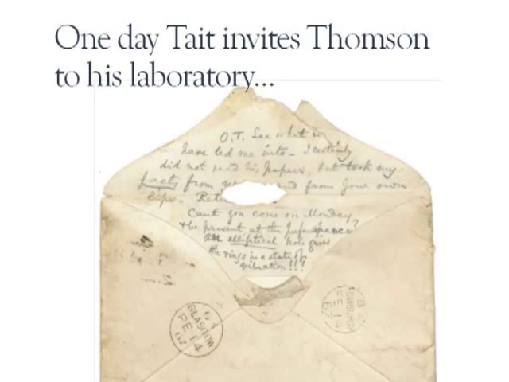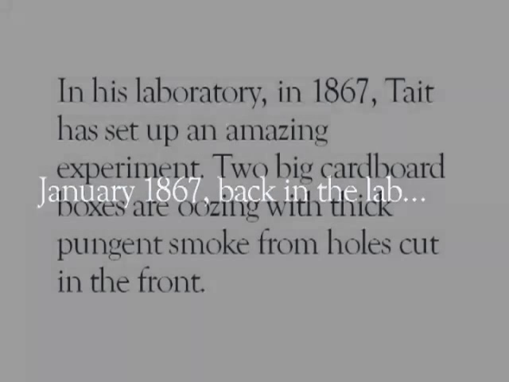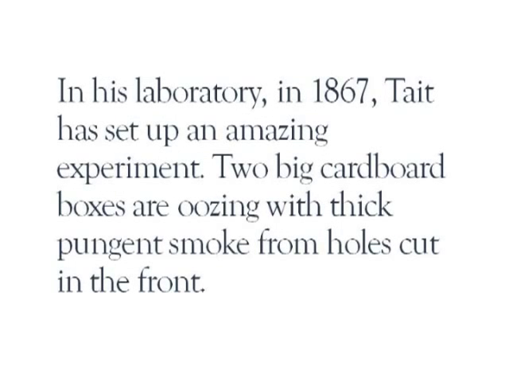So, let's go back to the lab and let's find out what this experiment was that's going to change mathematical history. So, the experiment is set up with two cardboard boxes. On the front of the box, they've cut a circular hole out, and on the back of the box, they've covered the open end with a towel. Now, the smoke inside it definitely is pungent. It's a mixture of ammonia solution dissolved in a dish of salt and sulfuric acid. It would have been absolutely reeking, toxic, horrible, thick fumes.